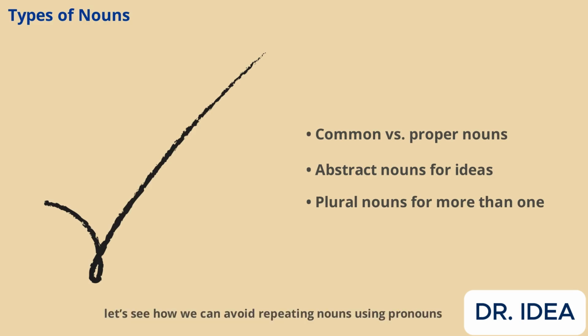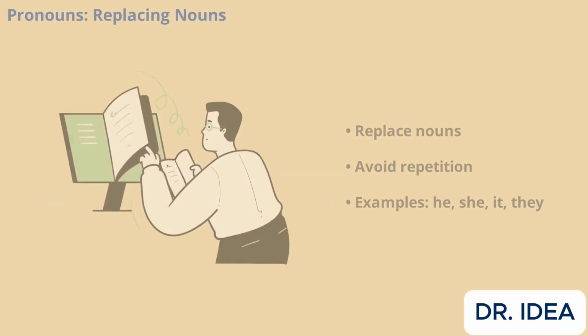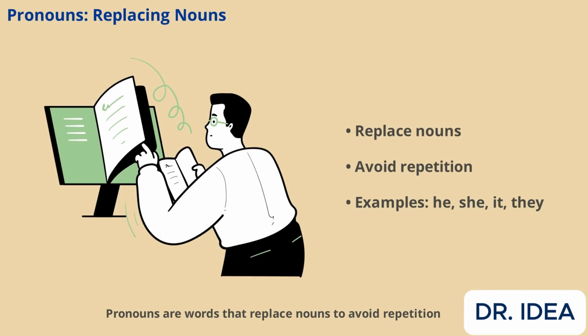Next, let's see how we can avoid repeating nouns using pronouns. Pronouns are words that replace nouns to avoid repetition. Instead of saying, Balu saw Balu's friend, you can say, Balu saw his friend. Common pronouns include he, she, it, they, and you. Pronouns make sentences smoother and less repetitive. They help us talk about people or things without always repeating their names.